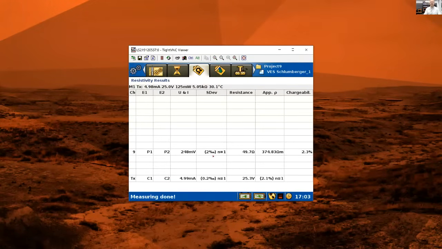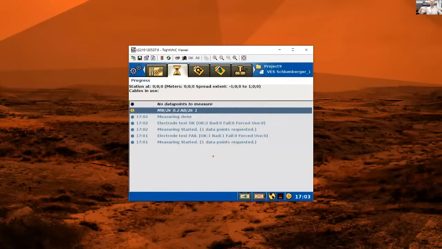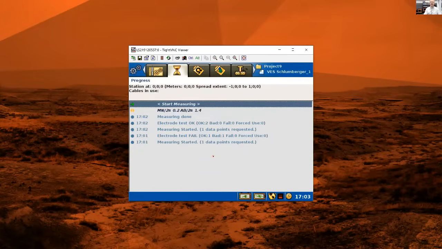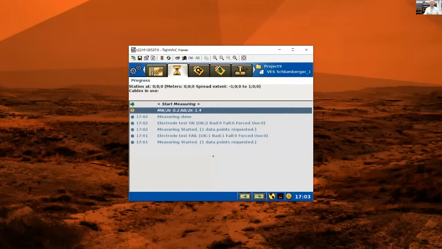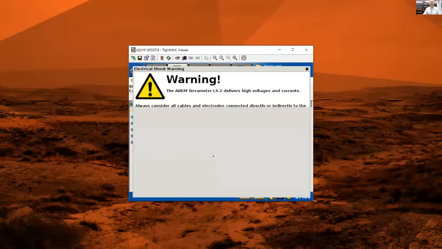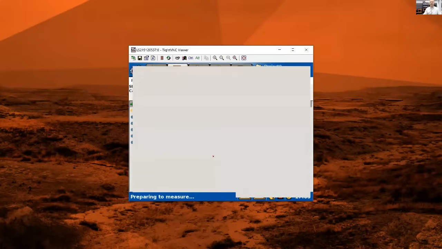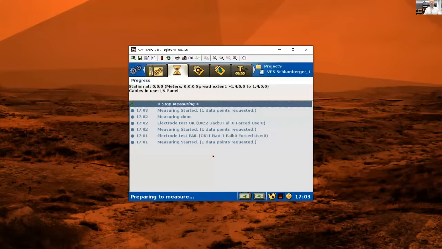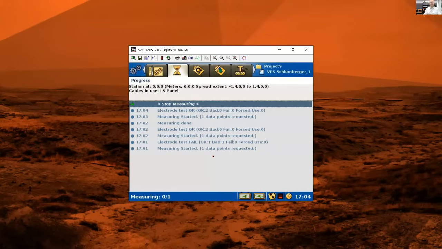So I'm going to jump back to my measurement screen. I would shift my electrodes in the field and then take the next measurement. So up to the next choice, say start measuring. It will go through the same process again. It will test the resistance on the electrodes, make sure that it can inject current through the current injectors, and then do the measurement.